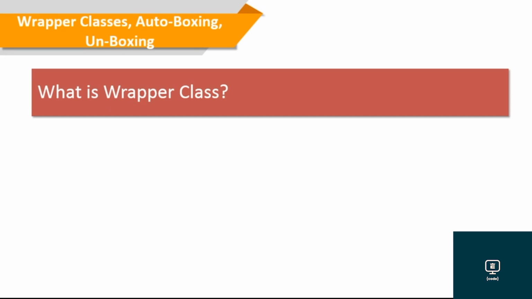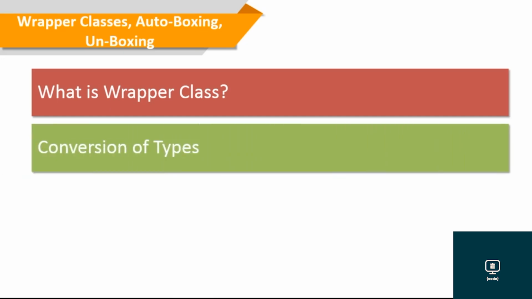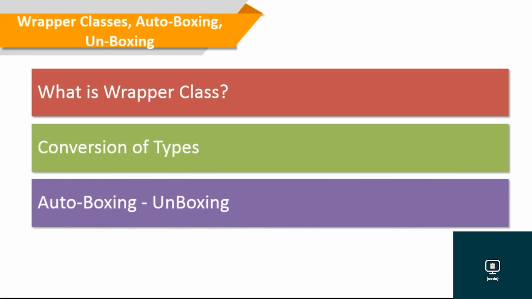So now in this section, we will learn wrapper classes, autoboxing, and unboxing. First up, we're going to learn what the wrapper class is. Then we'll cover conversion of primitive types and wrapper classes. And then we'll go over autoboxing and unboxing concepts that come with Java 5.